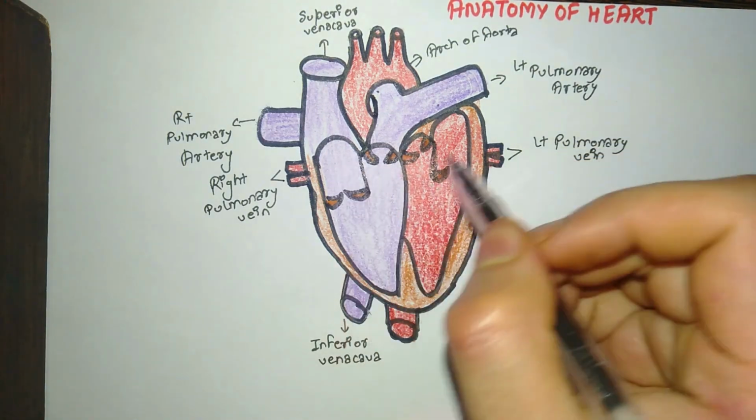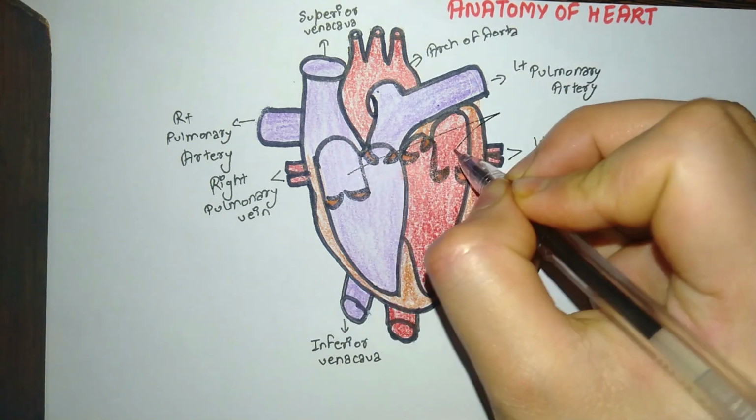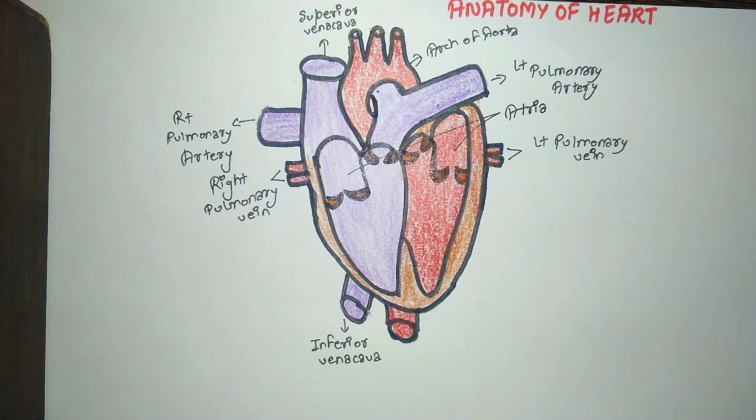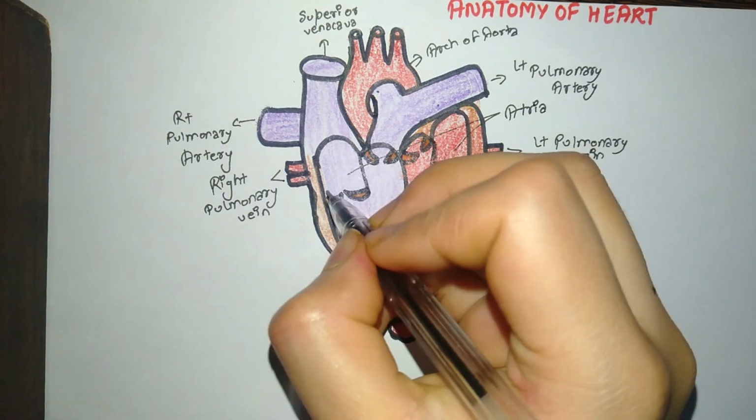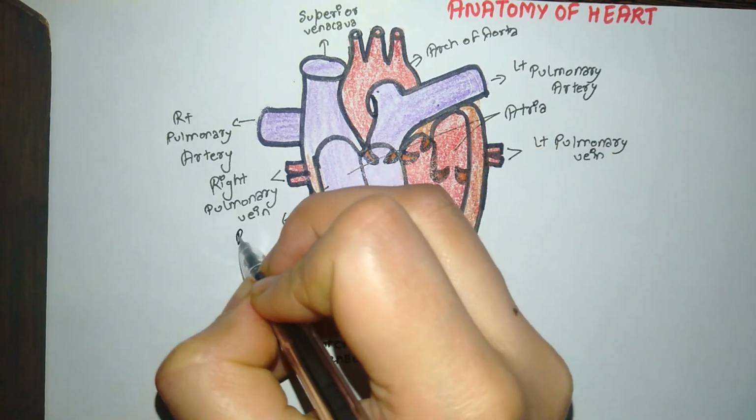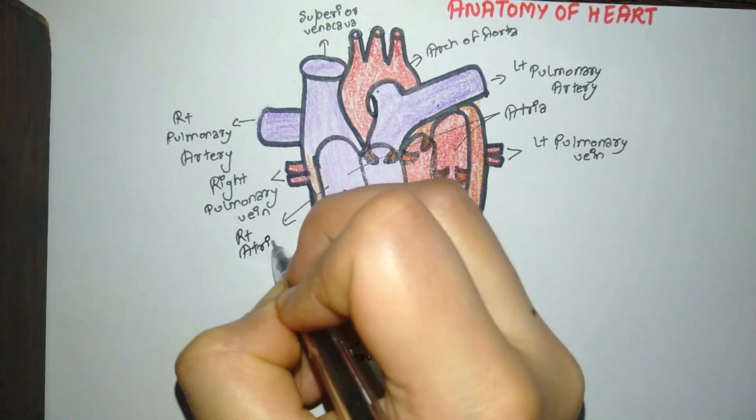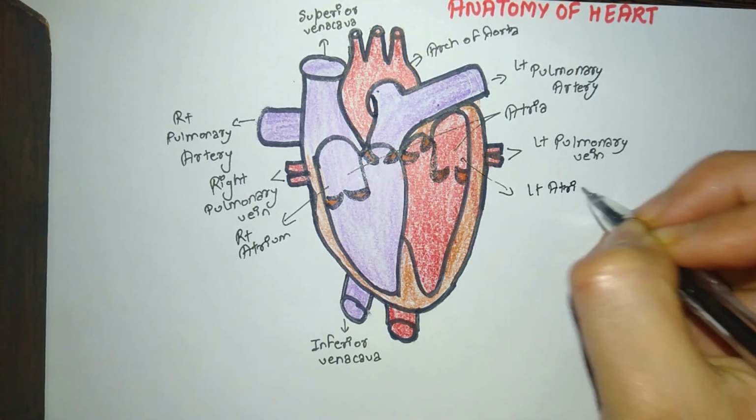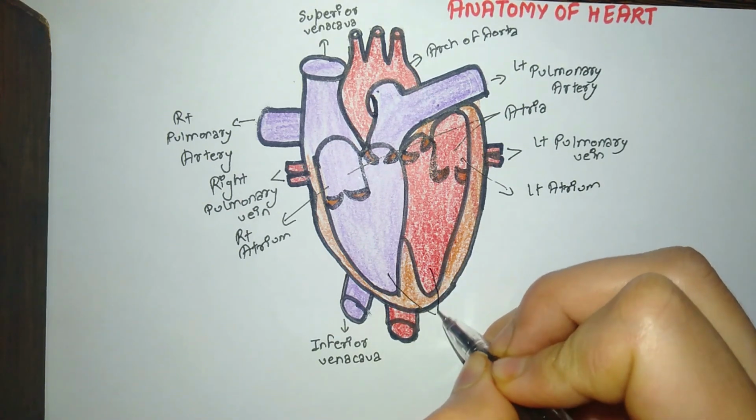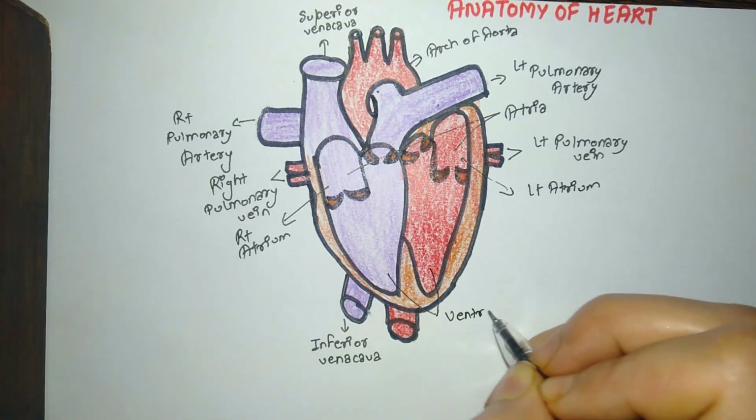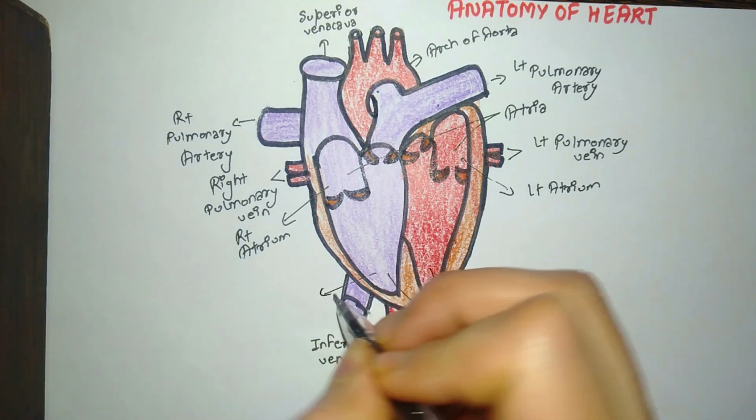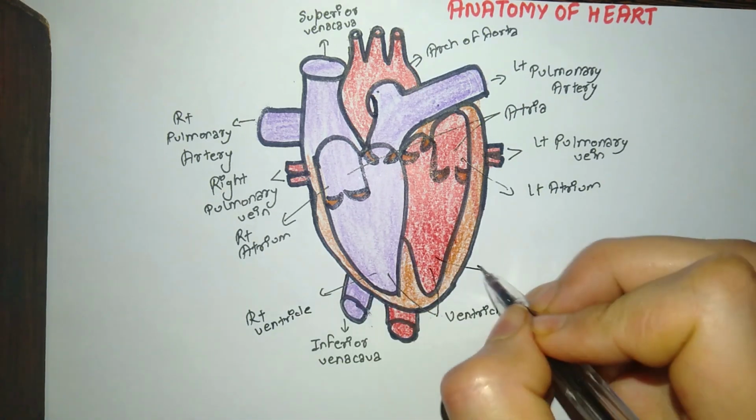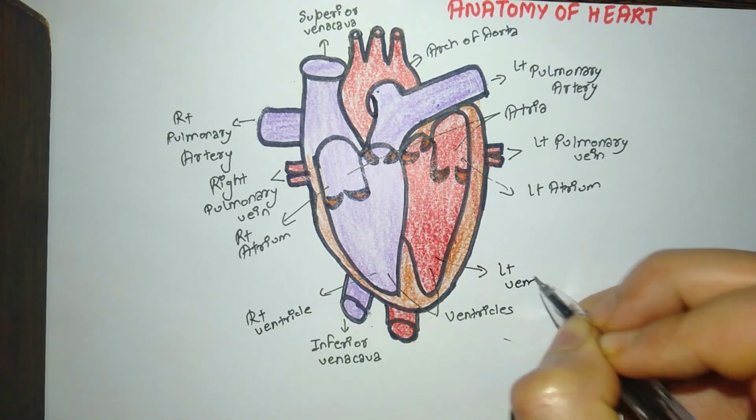And these two chambers here are known as atria, and we can tell that atria is the plural of atrium. If we talk about this chamber only, then we call it atrium. As it is on the right, it is the right atrium, and this is on the left, so it is the left atrium. And these two chambers are the ventricles. This is on the right, so it is the right ventricle, and this is on the left, so it is the left ventricle.